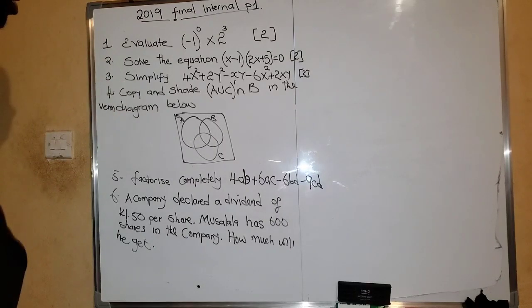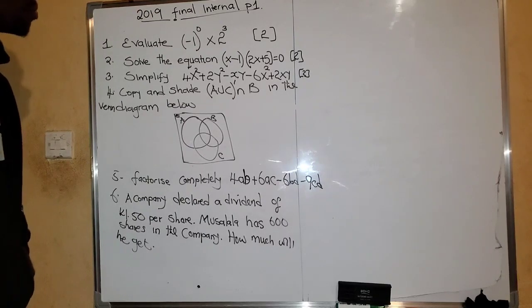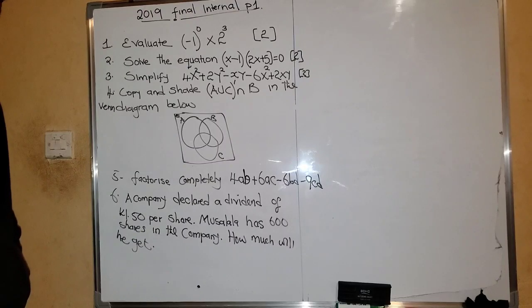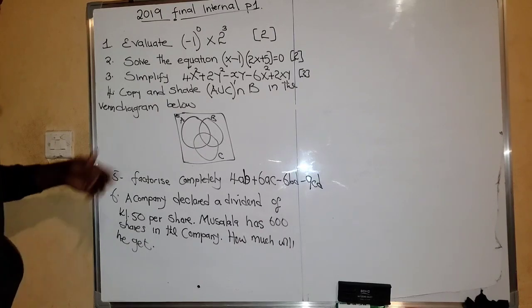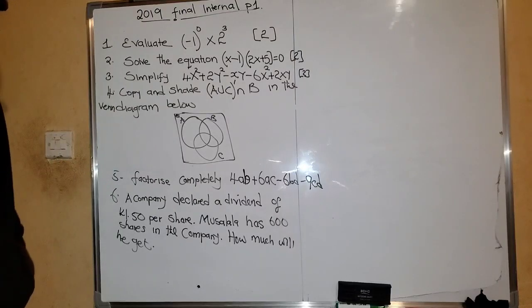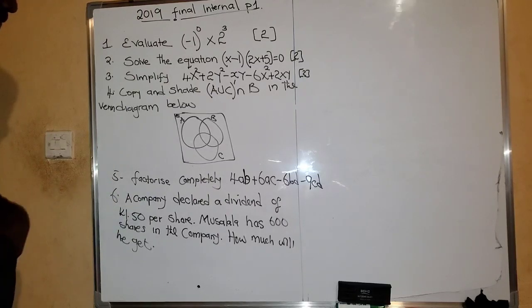The second one says solve the equation (x minus 1)(2x plus 5) equals 0. Then number 3, simplify 4x squared plus 2y squared minus xy minus 6x squared plus 2xy. This one, copy and shade (A union B) complement intersect B in the Venn diagram below. Then factorize completely. Then a company declared a dividend of 1 kwacha 15 per share.